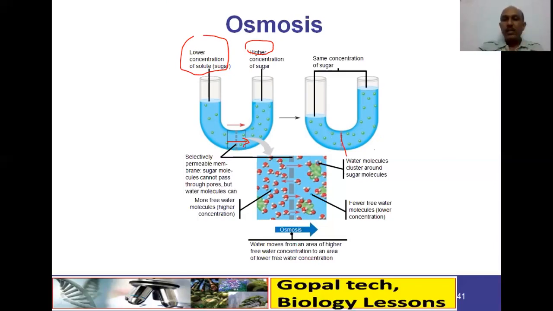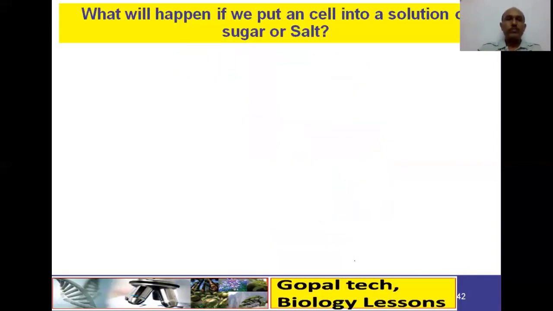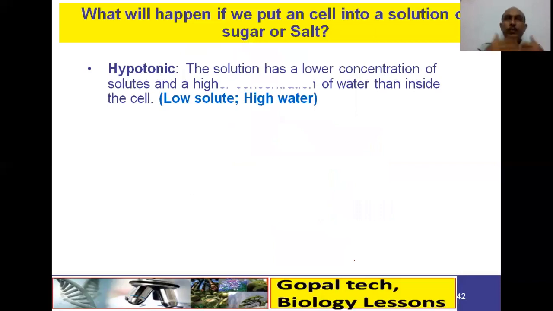Is it clear? In the diagram below you can see again the water moves from an area of higher concentration to an area of lower free water concentration. That is called osmosis. Depending upon osmosis, there is tonicity, a concentration. What will happen if you put a cell into a solution of sugar or a solution of salt?